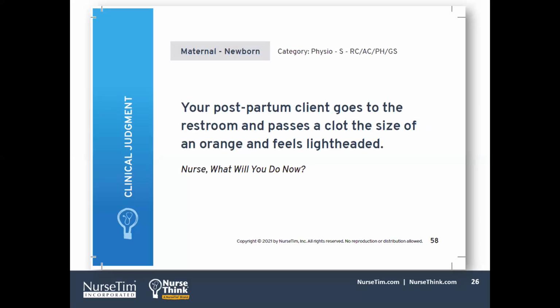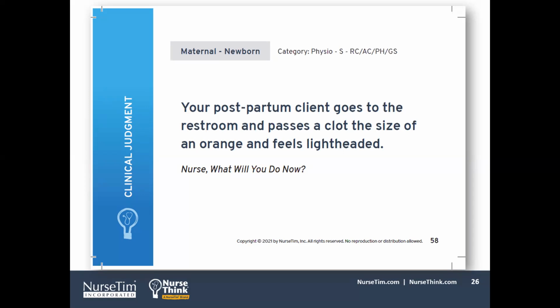I might give students a scenario where your postpartum client goes into the restroom, passes a large clot the size of an orange, and feels lightheaded. What are you going to do? Again, I want them to break that down into tiny little details. Okay, what will you do first, second, third? Make sure they prioritize first, second, third.